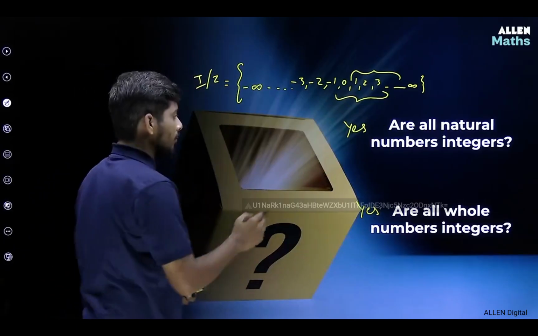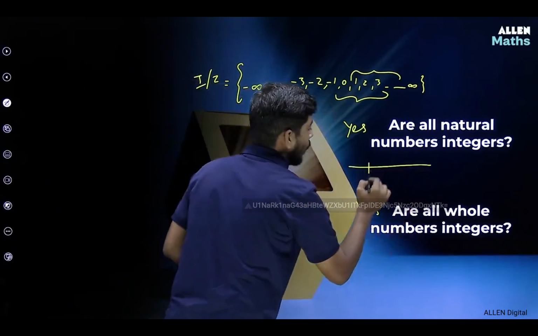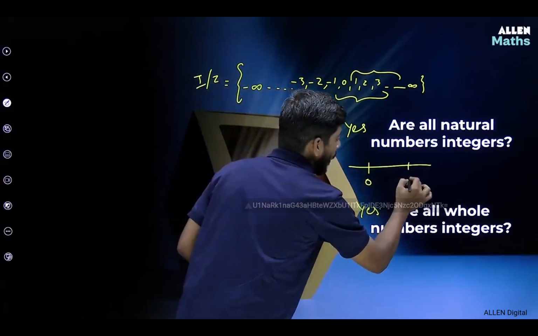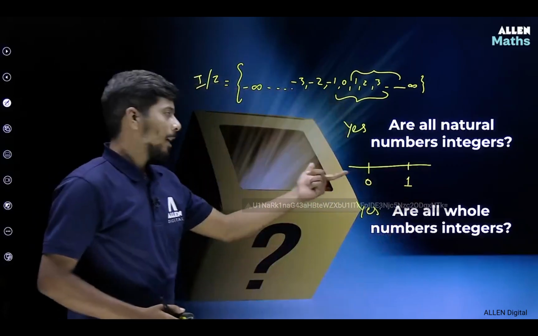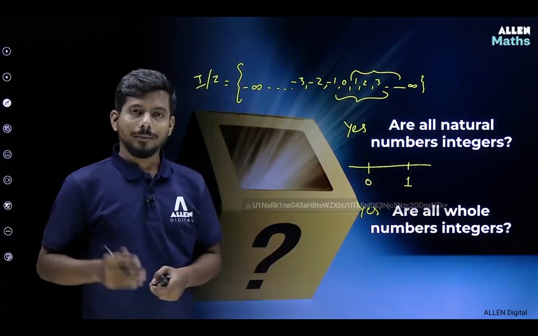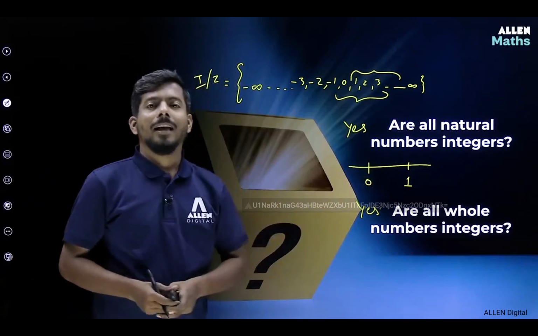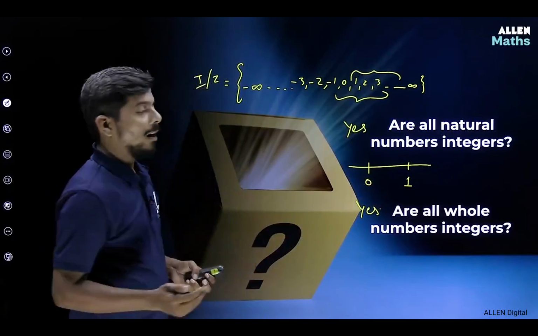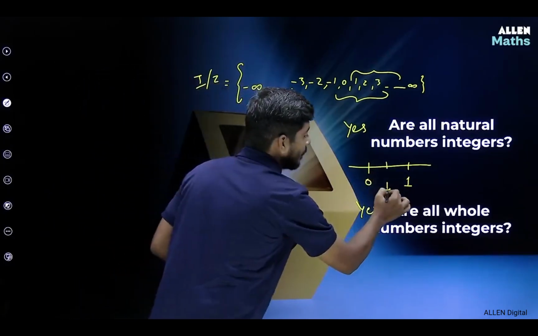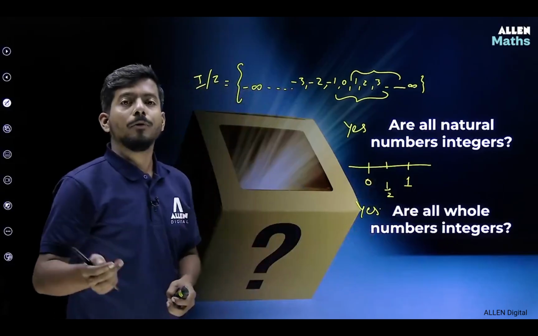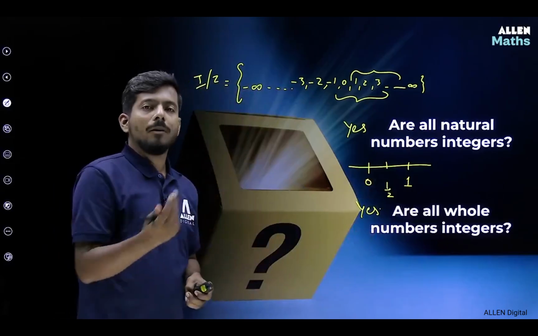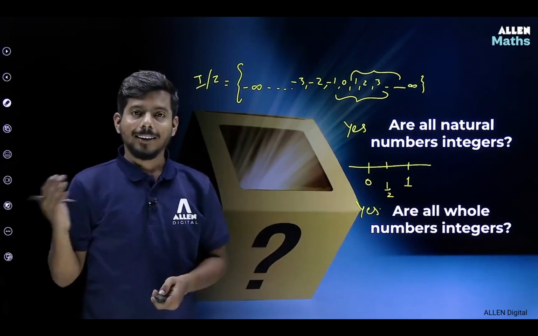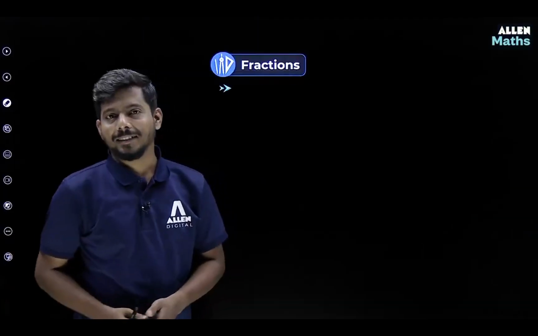Now, do you think there is any number between any two consecutive integers? For example, here we have 0 and here we have 1. Do we have any number in between these two? Try to think. Yes, we have, and actually we use them a lot in our daily life, such as 1/2, 1/3, 1/4 or 2/3. What type of number is this? These are called fractions. In the next slide, we'll discuss fractions.